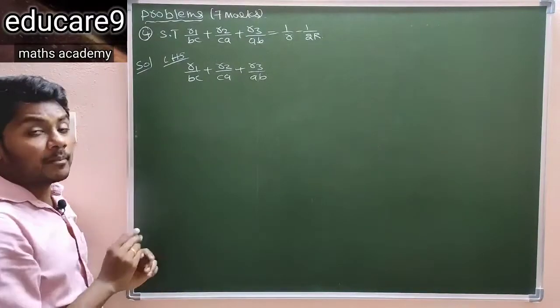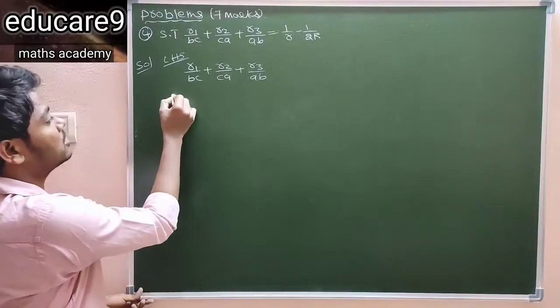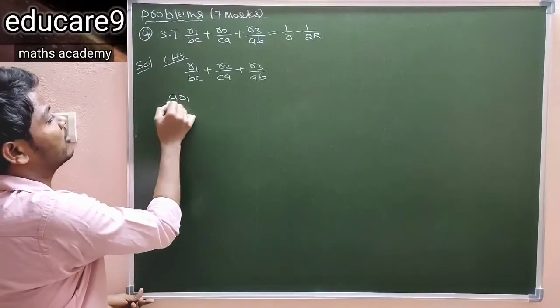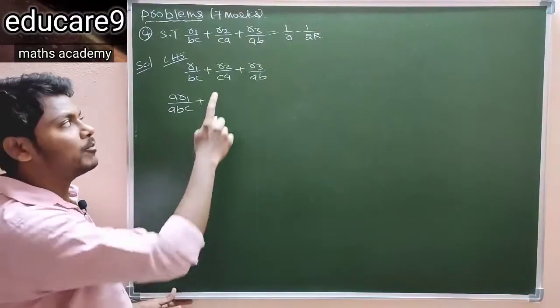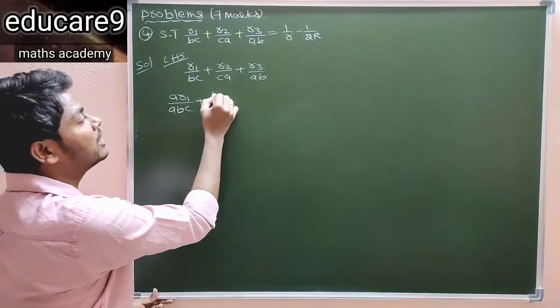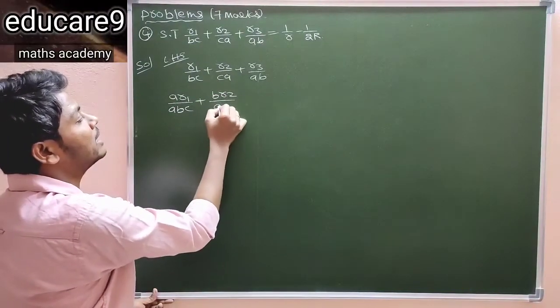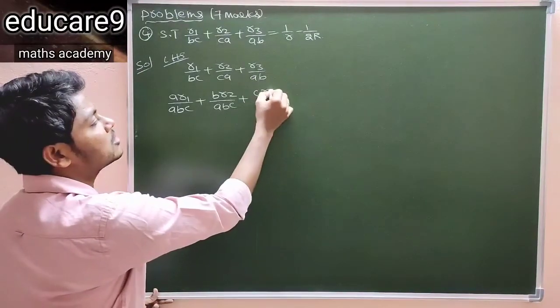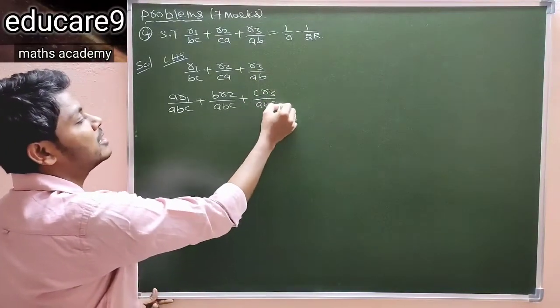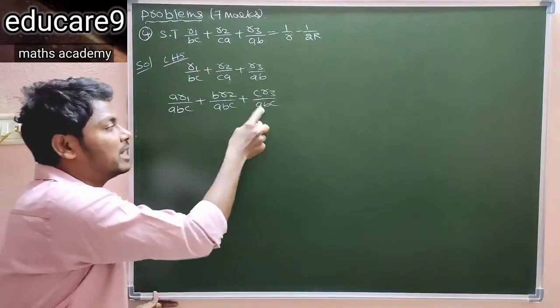For the first term, multiply and divide by A. So you will get AR1 by ABC. For the second term, multiply and divide by B. You will get BR2 by ABC. For the third term, multiply and divide by C. So CR3 by ABC. So then only you will get the same denominator.